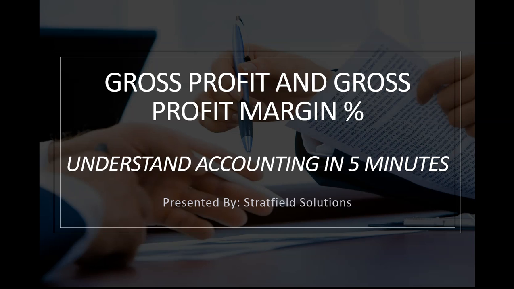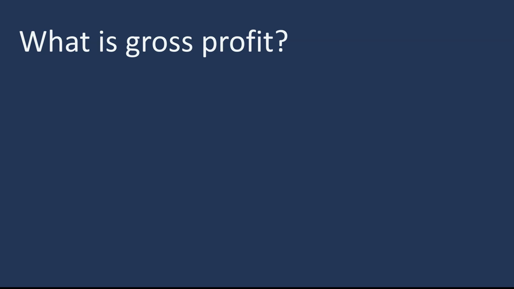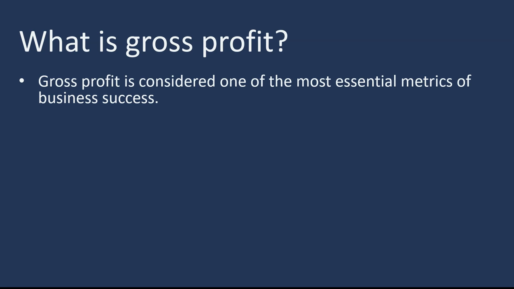Today we're going to be looking at the gross profit and gross profit margin percentage, which are two indicators of business profitability, and they're used widely across both financial and managerial accounting applications. So first, what is gross profit? Well, as mentioned, gross profit is considered one of the most essential metrics of business success. There are very few companies out there that don't have a gross profit or a substantial gross profit margin, which we'll talk about in a minute.